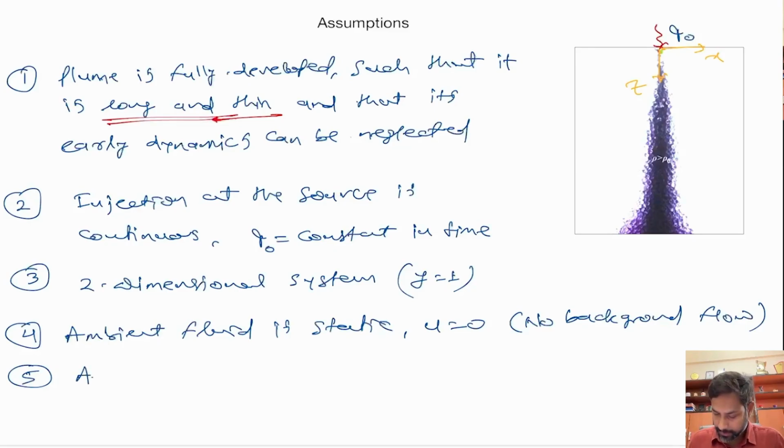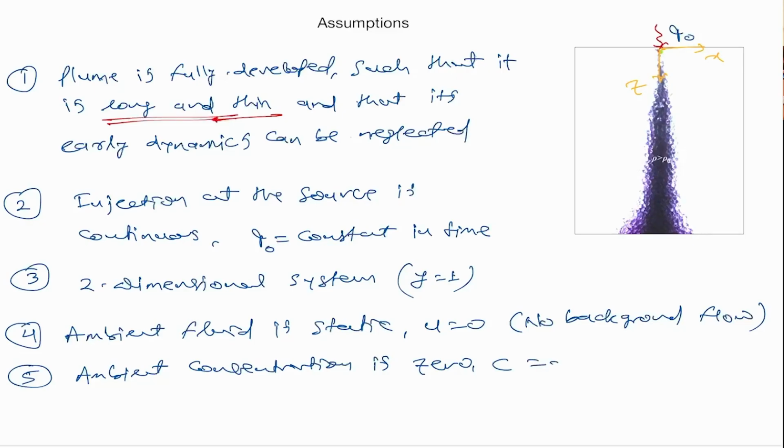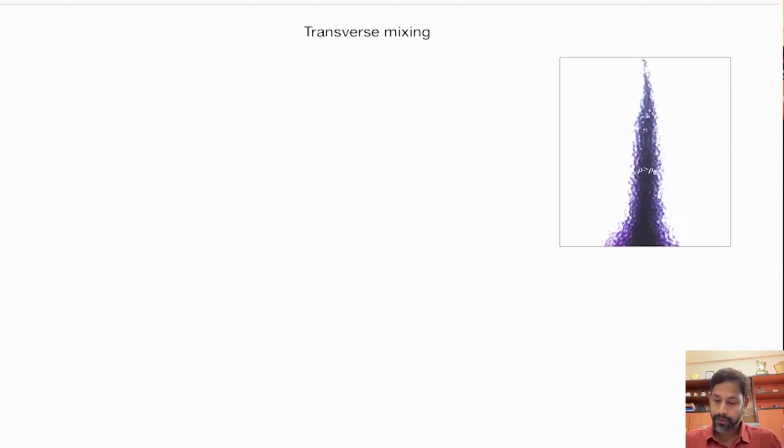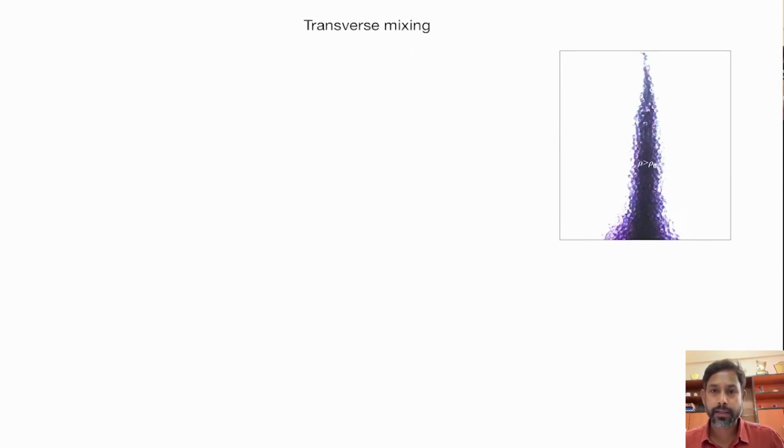Okay, and then fifth is that ambient concentration is 0. So C is equal to 0 outside the plume. All right, so these are some assumptions for which we are trying to model the plume problem. Okay, so now let's look into the physics of the plume before we model it, or before we try to define some governing equations and boundary conditions.